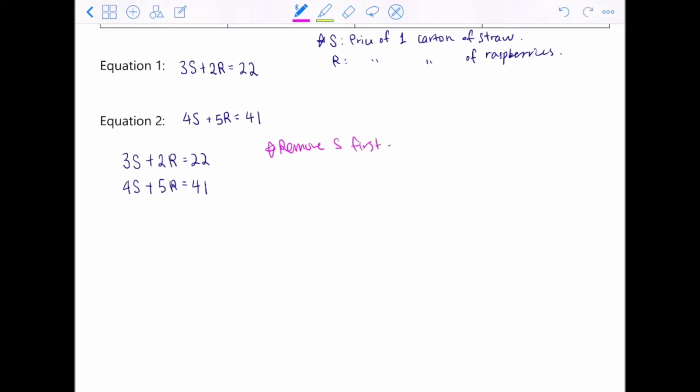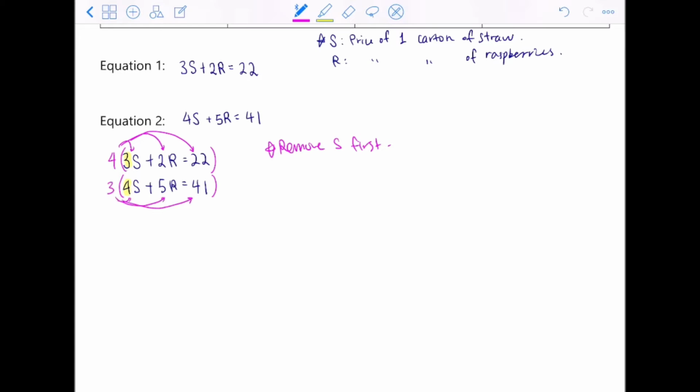In order for us to remove S, the coefficients must be equal. Therefore, we need to find the lowest common multiple. The lowest common multiple for 3 and 4 will be 12. So we're going to multiply the first equation by 4, so I can make the coefficient in front of S equal to 12. For the second equation, I'm going to multiply by 3, so I can make the coefficient in front of S equal to 12.